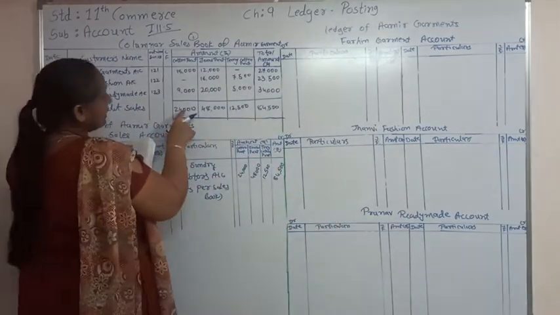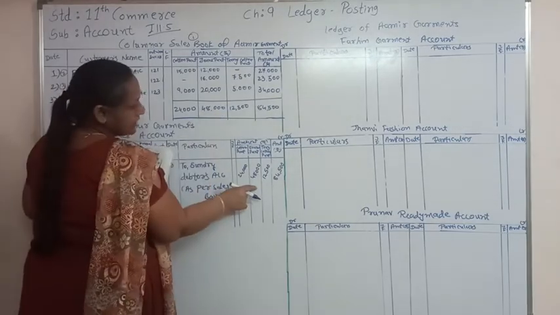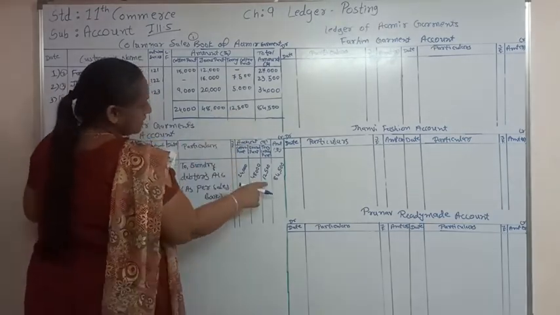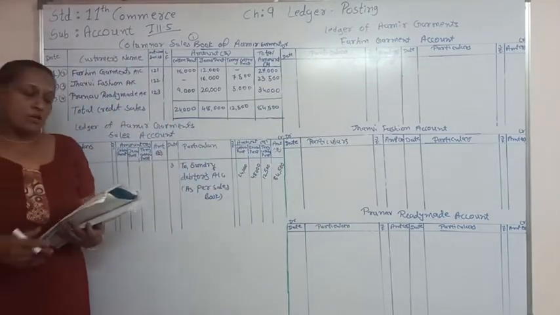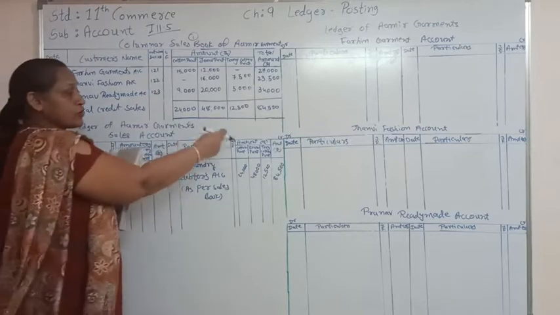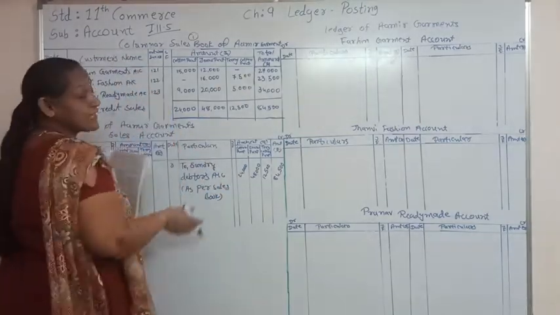The total of the cotton pant we are supposed to write in the cotton pant column, jeans pant in the jeans pant column, terry cotton in the terry cotton column, and the total we are going to write in the total amount column. So this is how we are supposed to make the credit entry of the subsidiary book. Now let's see the debit entry.